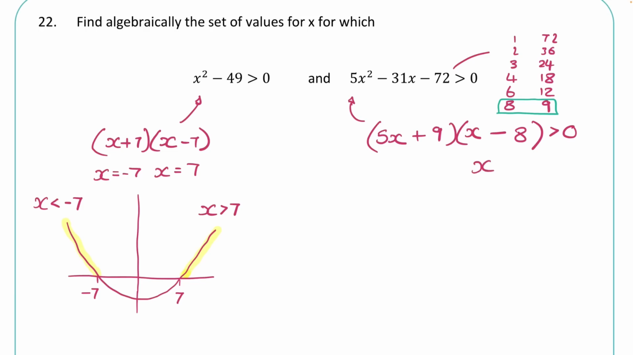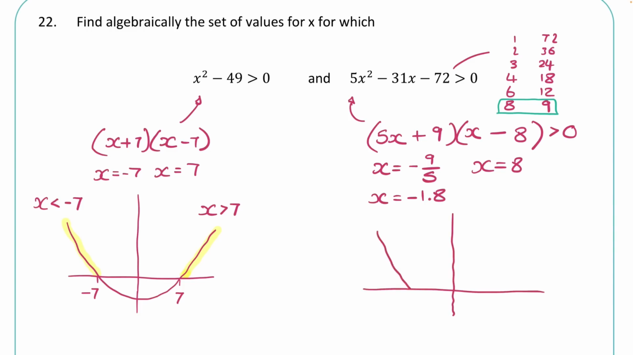So we get two solutions, x is equal to 8, and x is equal to -9 over 5. If we type that into a calculator, that's -1.8. You can write it as x is equal to -1.8 if you would prefer. And again, if we draw a graph for this, then we have a negative and a positive solution. We have -1.8 and +8.